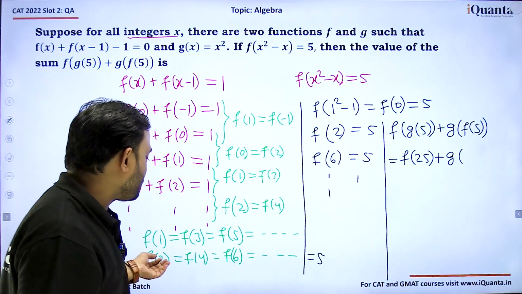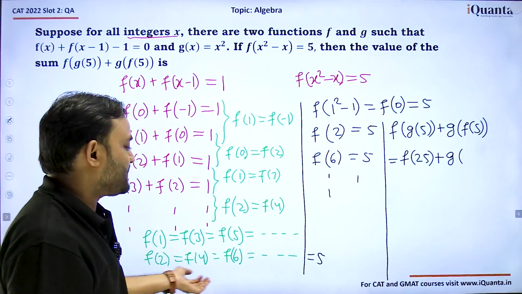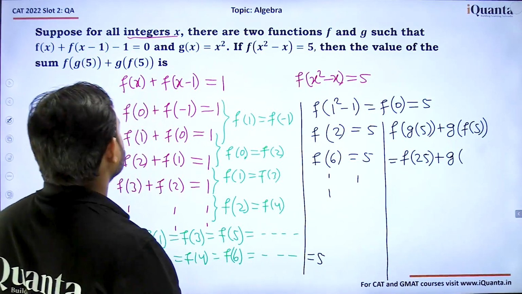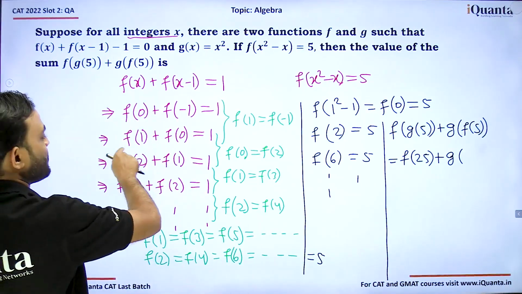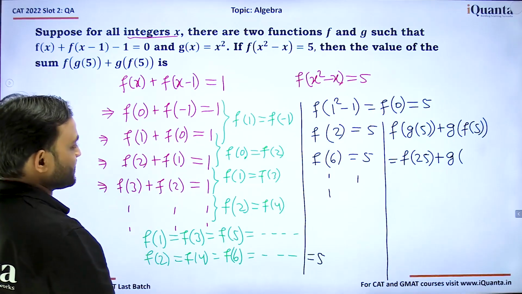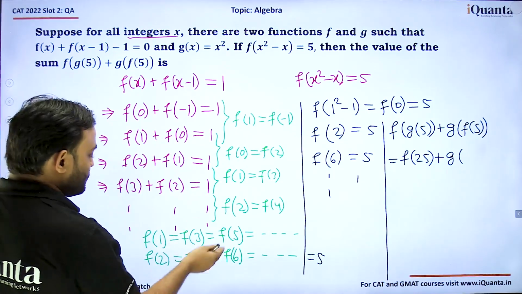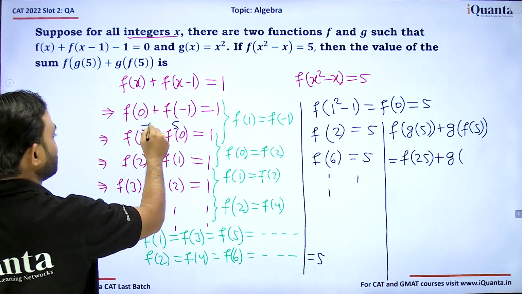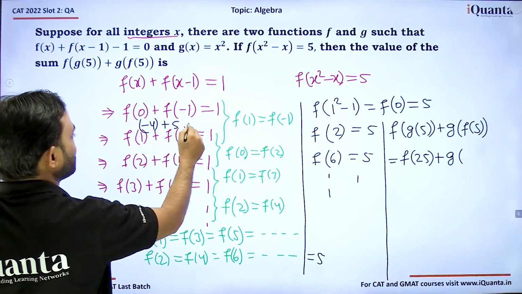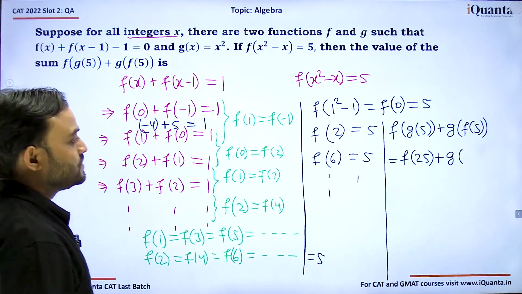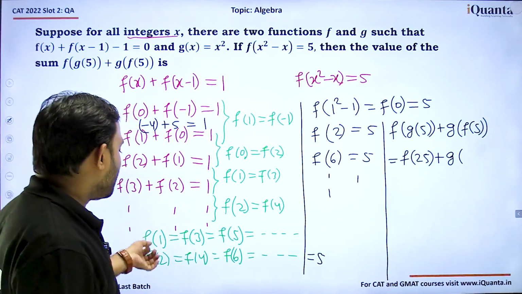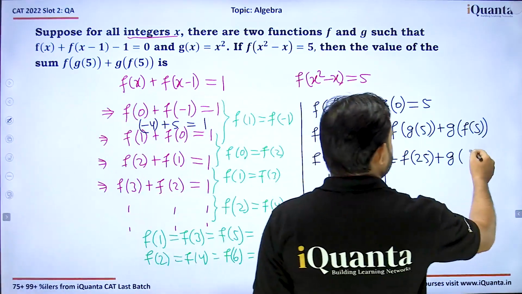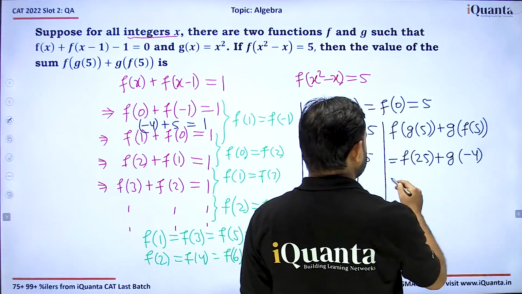We already know for even value of x, f of x is equal to 5. What will be f of x when x is odd? So let's come here, f1 plus f0 is equal to 1, right? So we know f0 is equal to 5. If this value is 5, then this value must be minus 4, then only the sum is 1. So f1, f3, f5, all the values will become minus 4. So this is g of minus 4.